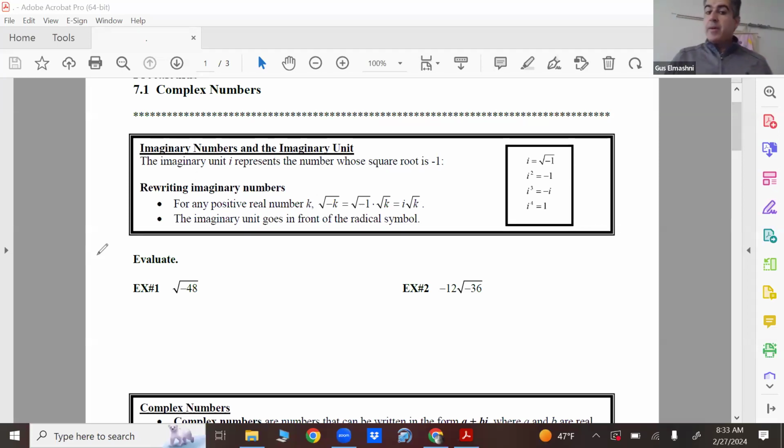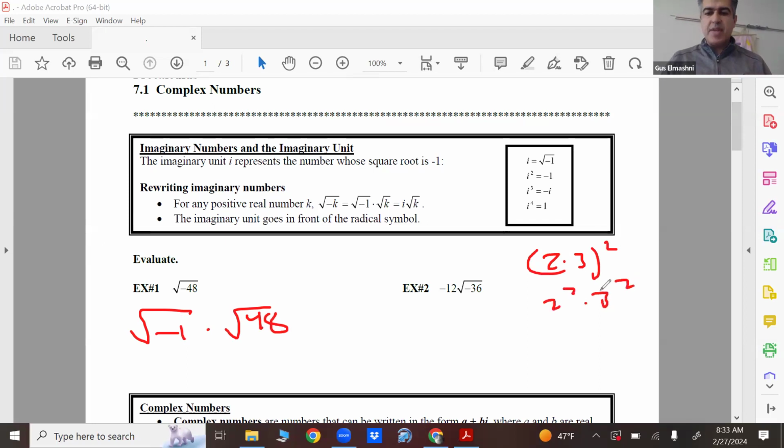So root negative 48. Let's talk about that one. I'm going to break it down like this, right? There's no harm in doing that. You could totally break up radicals this way, because radicals are like exponents. For example, if you have 2 times 3 squared, you could break it up like this. It's the same thing, it's still going to be 36. Doesn't matter, right?